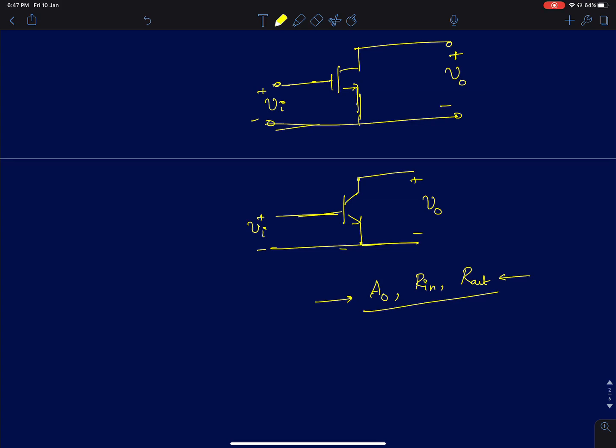Ideally, A0 is the intrinsic gain. If you don't load your amplifier, that is, when you make the source resistance 0 and the load resistance infinity, this is the gain that you're going to get. When you have a practical input with a finite source resistance and a finite load resistance, then you need to know the input and output resistance of the amplifier to compute the overall gain. At that time, you will have a loaded voltage gain.